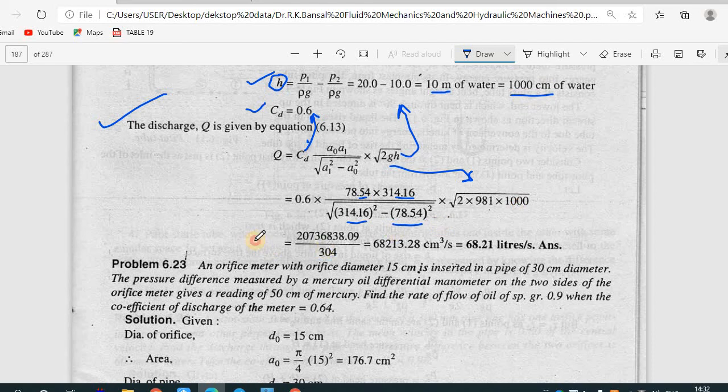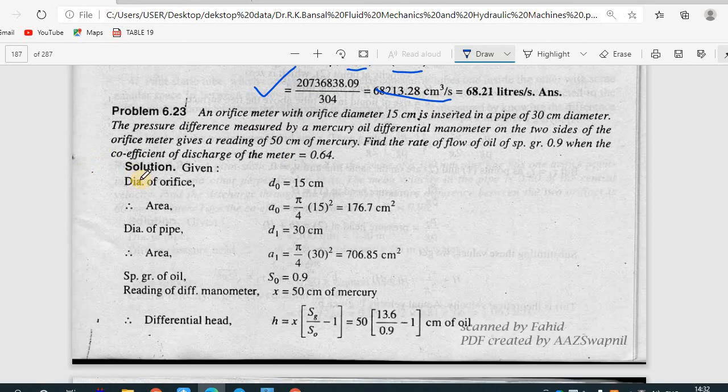Okay, from here we can calculate the discharge value, which is coming out to be 68213.28 centimeter cube per second. In order to convert it into liter per second, we need to divide this value by 1000. So it will be 68.21 liter per second. Okay, after that we'll see the next numerical on orifice meter.